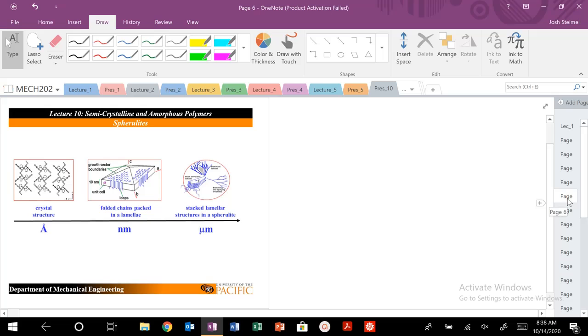And so here you can again see these different structures. At the angstrom level, you have the crystal structure. At the nanometer length scale, you have these lamella, and then you stack these lamella, and they extend. They grow cylindrically or spherically. They branch out and stack, and they form the spherulite. But more on that a little bit later on.